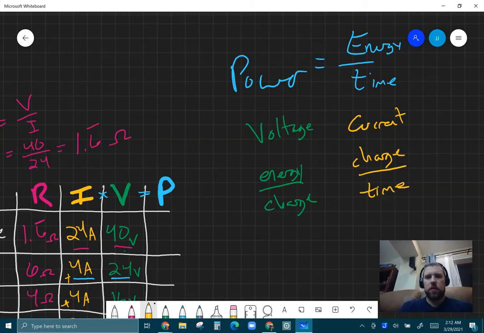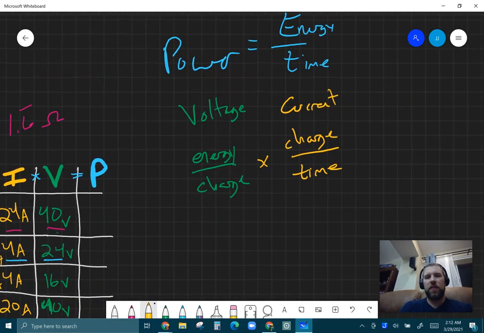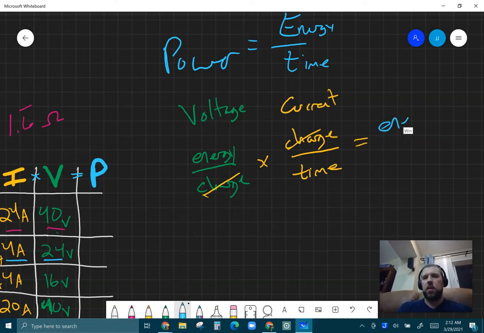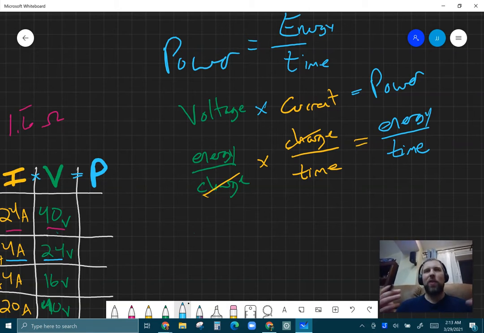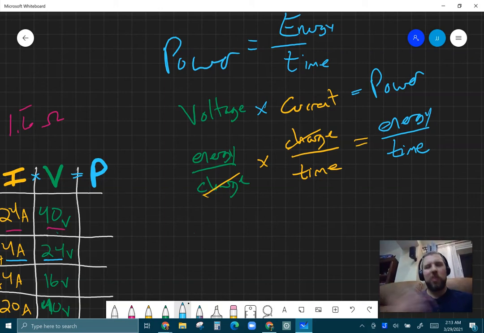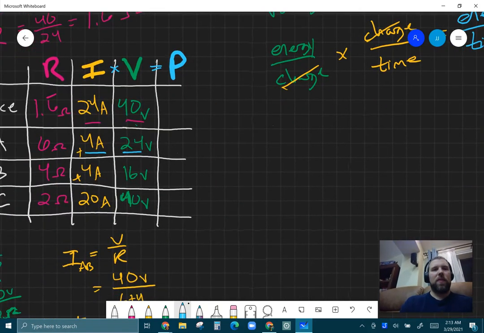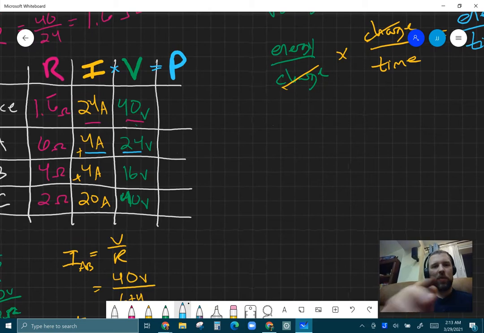And the astute among you may already start to see this. If I multiply these together, charge cancels out, and I get energy per time, which is what I want, which is power. So basically, voltage times current gives me power, which kind of makes sense if you think about it. If I want to know how much energy I'm using per time, well, how many charges are going by and how much energy do they have? So voltage times current equals power.